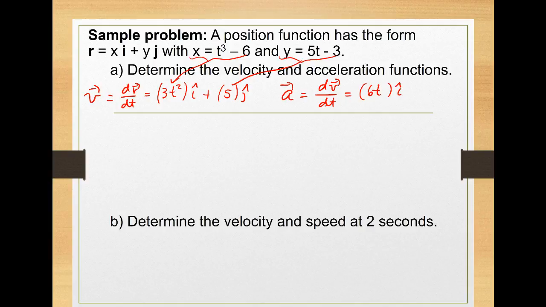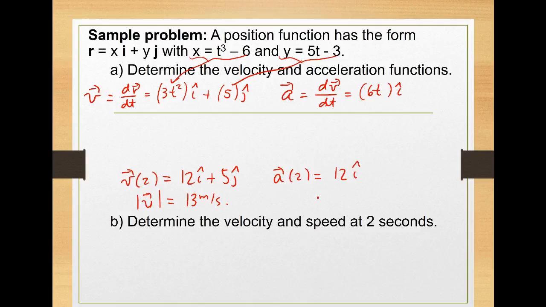So therefore, if we want the velocity and speed at 2 seconds, then we could say v of 2 is equal to, well, 2 squared is 4, so 12 i hat plus 5 j hat. Or we could say that the magnitude of the speed, think Pythagorean theorem, is going to be 13 meters per second. And then the acceleration at 2 seconds is going to be 12 i hat, and we can write it as 12 meters per second squared i hat. Okay, so that's a pretty straightforward example.